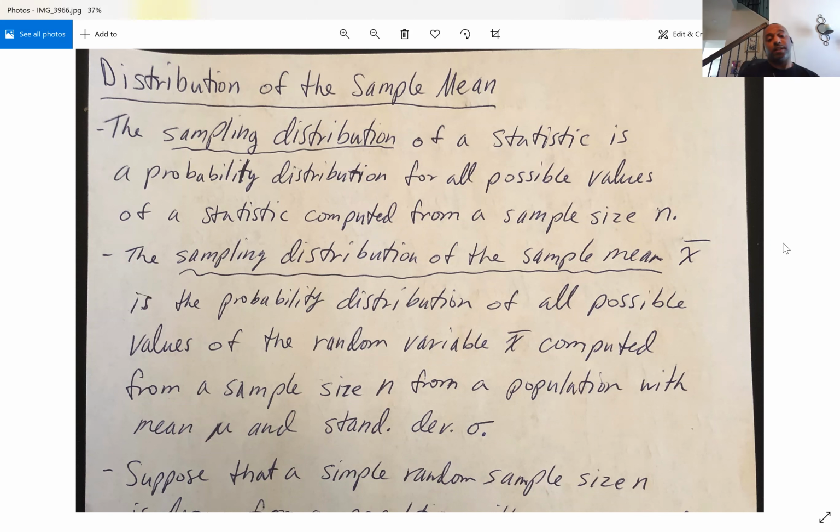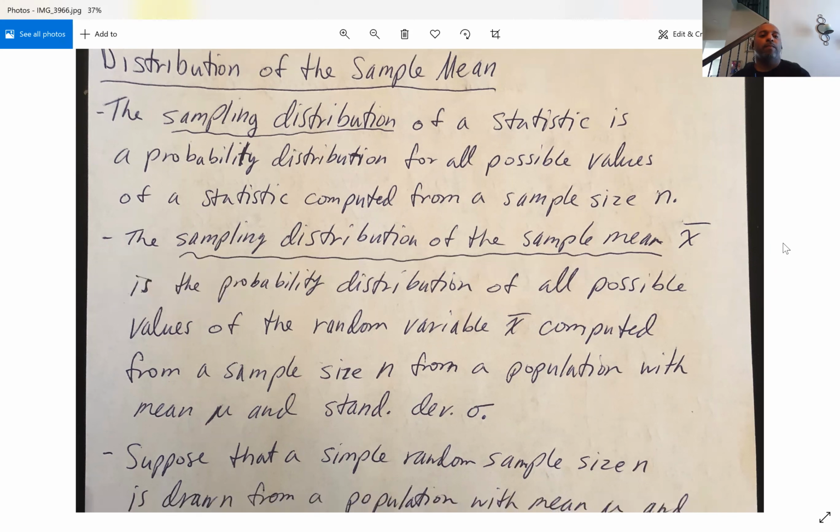And just like before, the first section is always going to be a lot of words, establishing the foundation, then we'll get into the calculation. In the next statement, the sampling distribution of the sample mean x bar is a probability distribution of all possible values of the random variable x bar computed from the sample size n from a population with mean mu, standard deviation, sigma. So those are same symbols from before. Mean is mu, standard deviation is sigma.